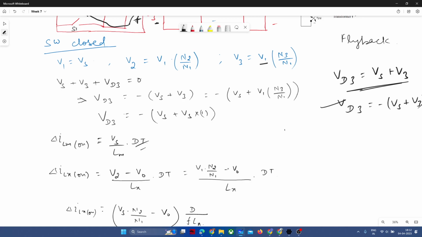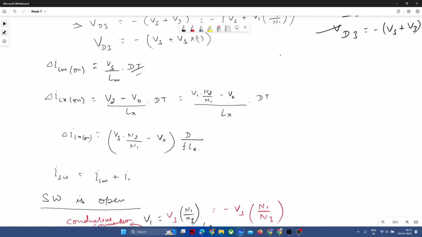After that, we plugged in the value of V2 in terms of V1, since V1 is known and V0 will also be known if you know the duty ratio. We derived that del ILx on has the magnitude of Vs into N2 by N1 minus V0, into D by fLx. When you set del ILx on plus del ILx off equal to 0, it is indirectly a volt-second balance equation. By this expression you will get the transfer function of output voltage to input voltage.